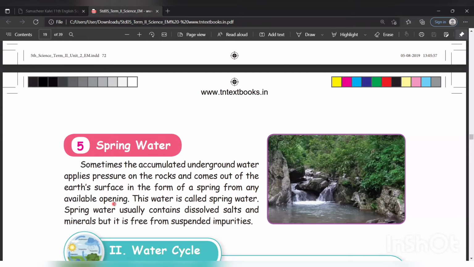It usually contains dissolved salts and minerals, but it is free from suspended impurities. Particles are not present much. It is free from suspended impurities because it crosses so many layers of soil, isn't it? It contains dissolved salts and minerals. This is called spring water.